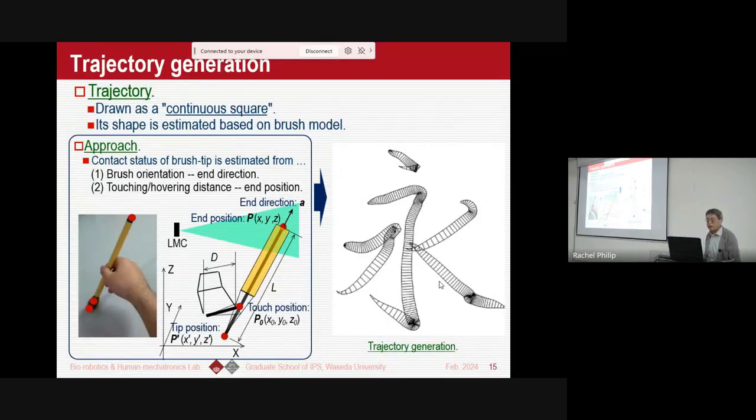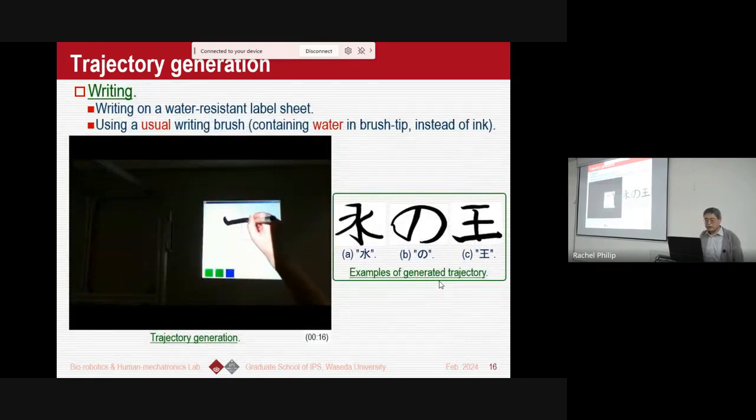The trajectory is generated by this method. Okay. And the next point is how to fill. How to fill these squares is the next problem. Only black ink is not good enough. I will explain later. But firstly, the writing looks like this.